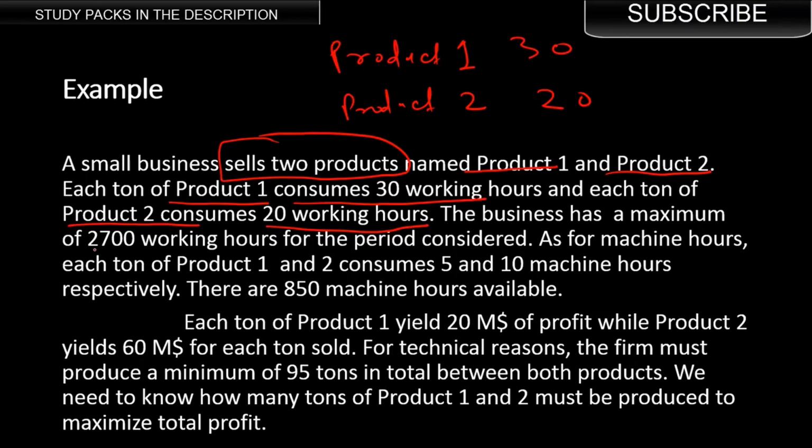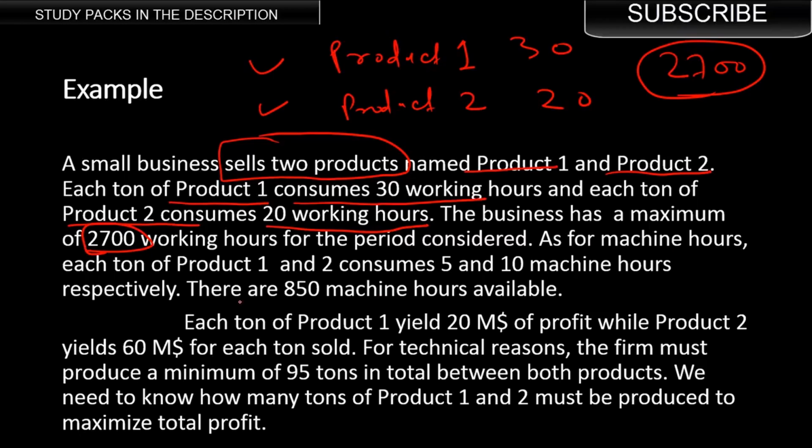The business has a maximum of 2,700 hours. So that's the maximum the business, the factory, can spend in order to produce product 1 and product 2. So that's one constraint already given to us, right? A constraint is nothing but a limitation or a cap on something. Okay, so working hours for a period considered.